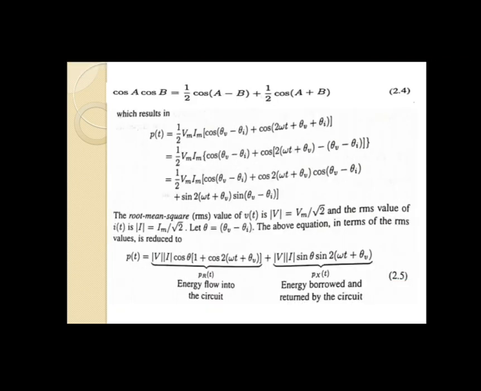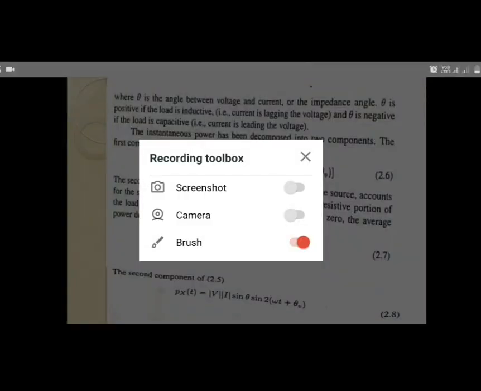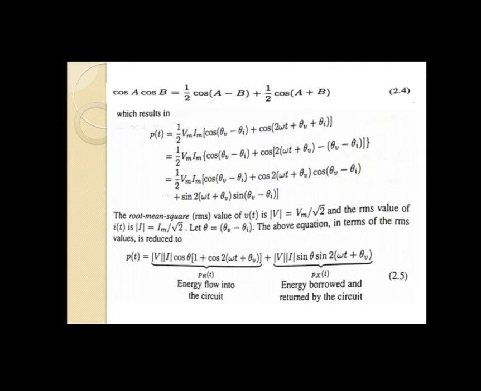Before going further, this equation P is equal to VI cos theta is what is considered the active power or real power, which is supplied from the source to the load side, given by P is equal to VI cos theta.